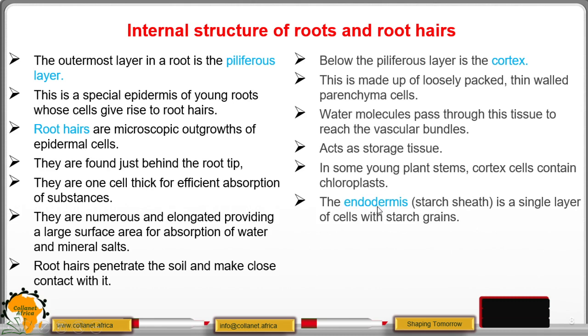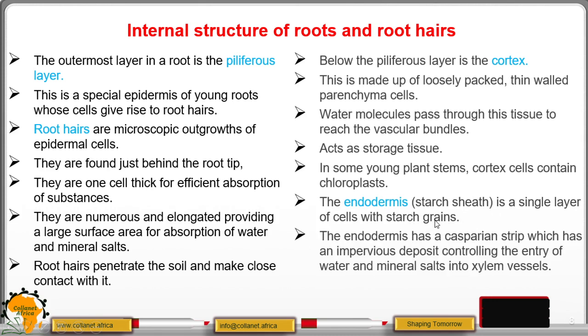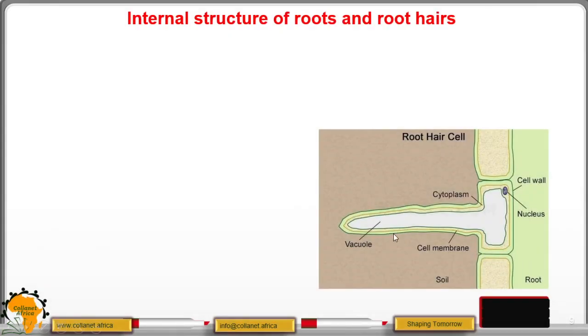The endodermis, also called the starch sheath, is a single layer of cells containing starch grains. This endodermis has what we call the Casparian strip, which has an impervious deposit controlling the entry of water and mineral salts into the xylem.